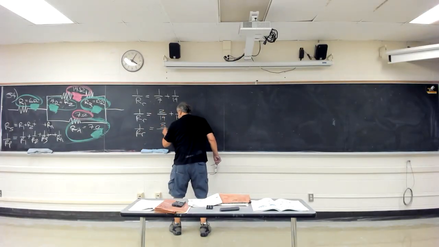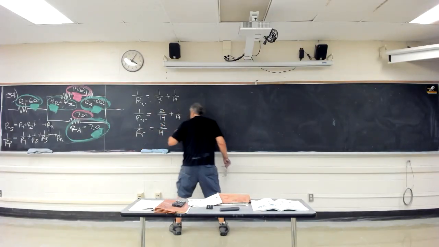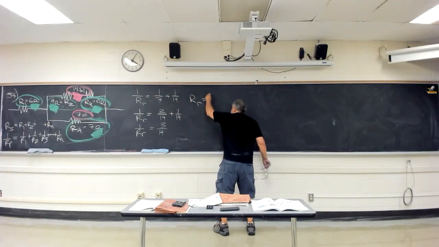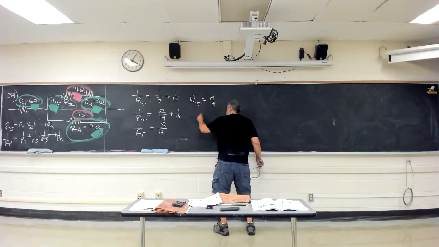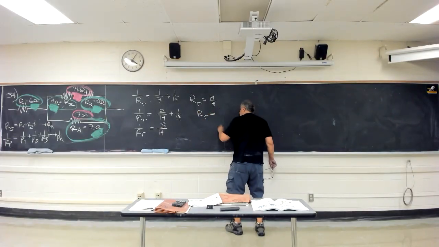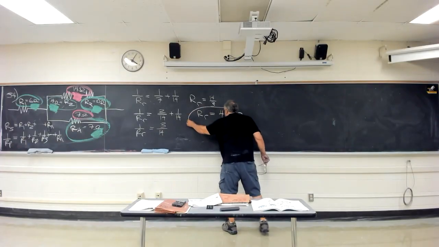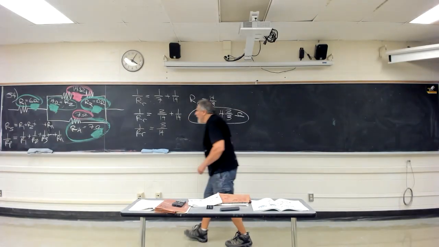This is 3/14. Get the reciprocal of each side. You get 14 over 3. That's going to be 4 2/3. Let me leave it like that for now. I know it's 4.67, 4.6 repeating. I get all that. Let me leave it like that for right now.